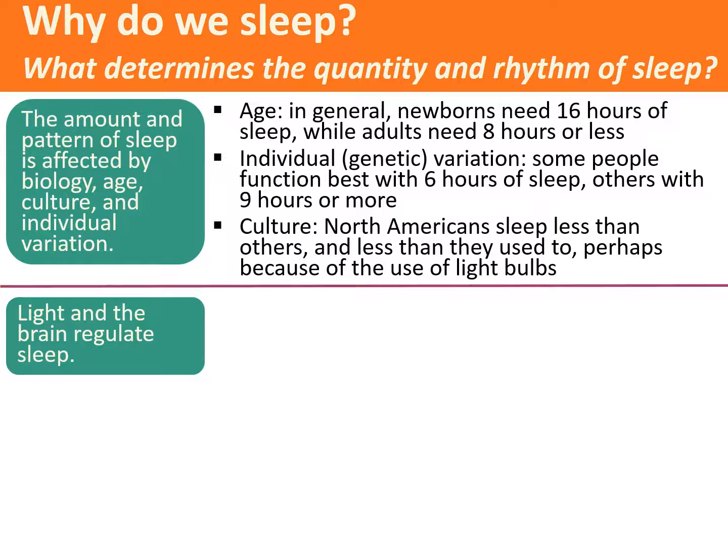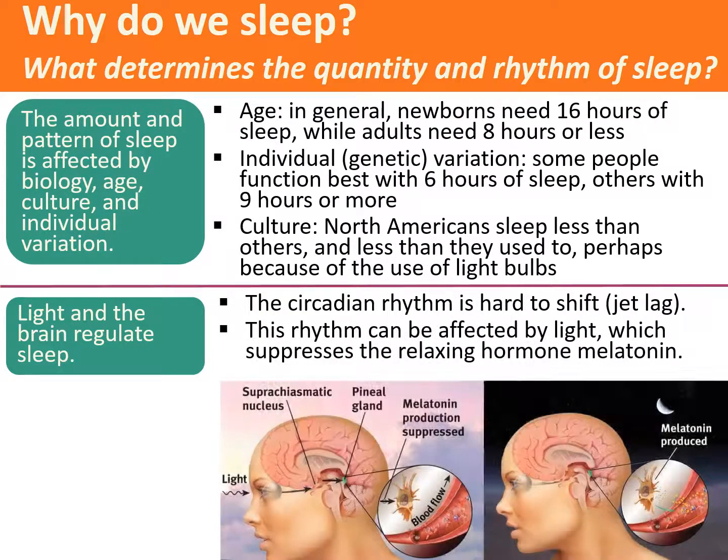Light and brain do regulate sleep. They do set the circadian rhythm. The circadian rhythm is affected by the impact of light on the suprachiasmatic nucleus. So as you can see below, light enters the eye. It goes through the pupil to the back of the eye called the retina. And then the retina, through the optic nerve, influences something called the suprachiasmatic nucleus, or SCN. The SCN is the part of the brain that sets the circadian rhythm.